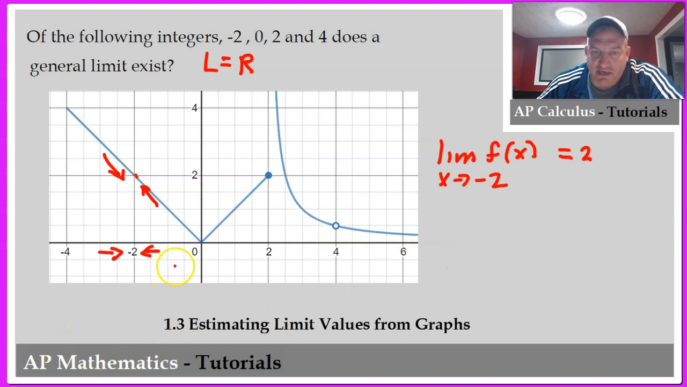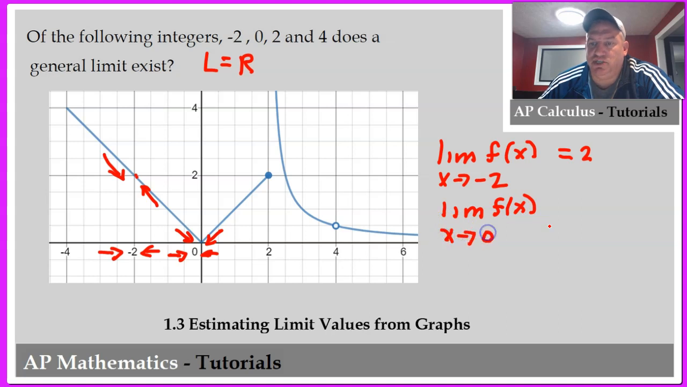Now similarly at 0, as we approach 0 from the left and the right, my function value comes down to 0, and it also comes down to 0 on the right. So we have another statement here. The limit of our function f of x as x approaches 0 does exist, and it's equal to 0. So of the following integers, which ones does the general limit exist at so far? Yes, -2 exists, and 0 does exist.